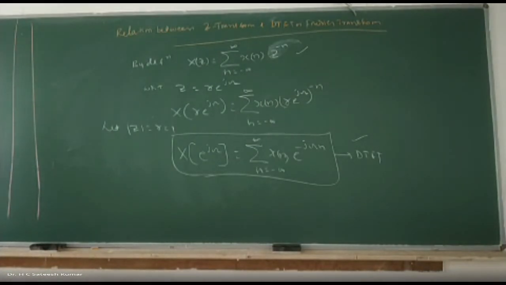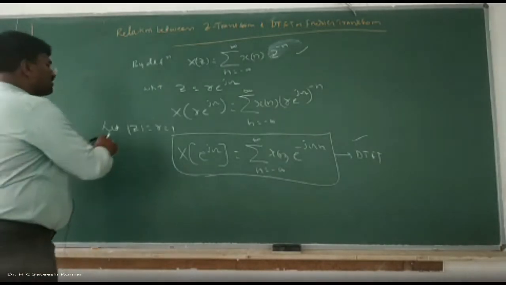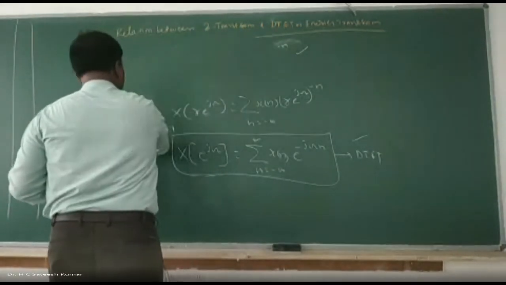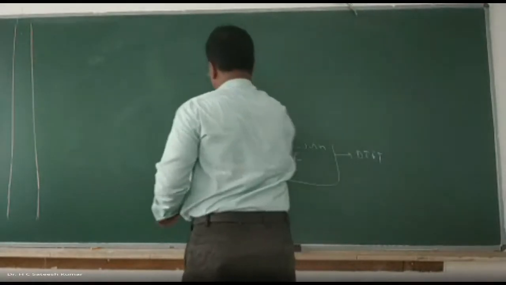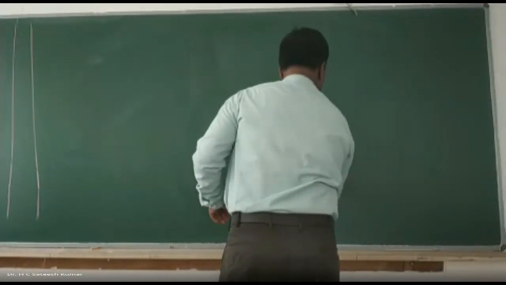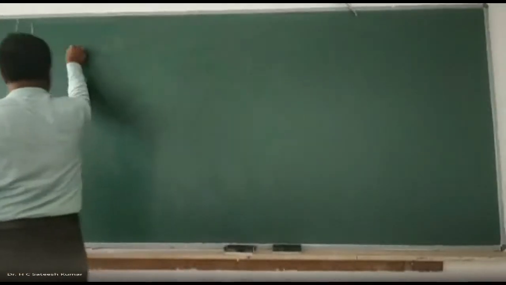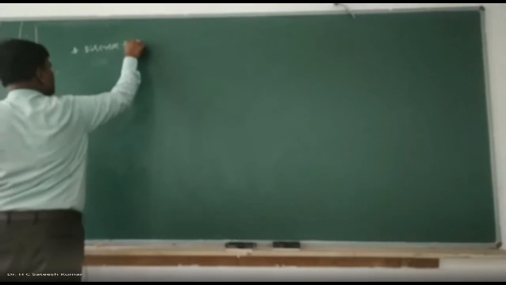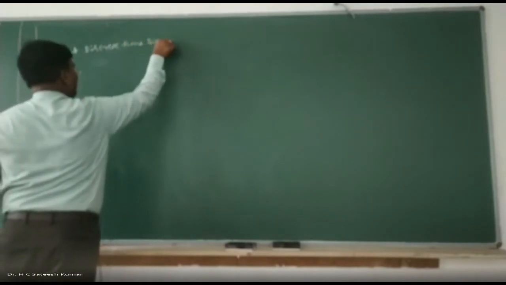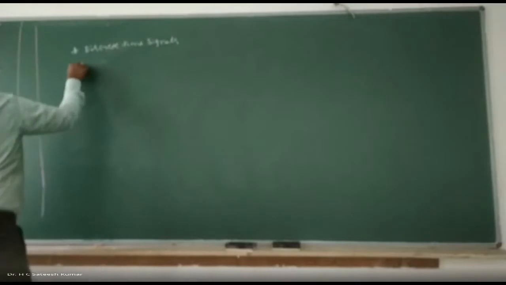Some of the features of this transformation. What are the significant points of the transformation? First and foremost, Z transformation is applicable only for discrete time signals, not for continuous time signals. For continuous time signals, we use Laplace transformation. That is the first point.